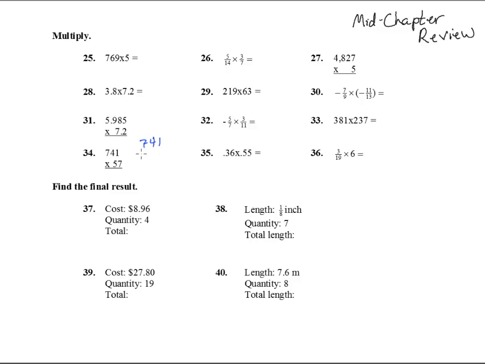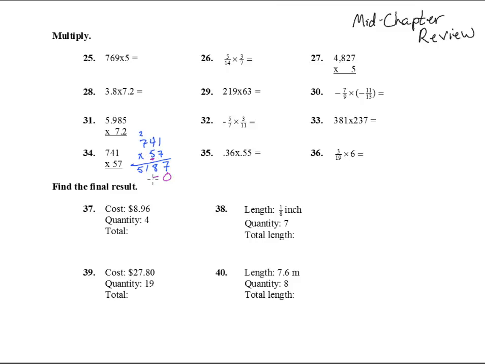741 times 57. 7 times 1 is 7. 7 times 4 is 28. So that's a carry a 2. 7 times 7 is 49, plus 2 is a 51. So now let's use purple for the 5. We have a 0 because it's in a bigger place.